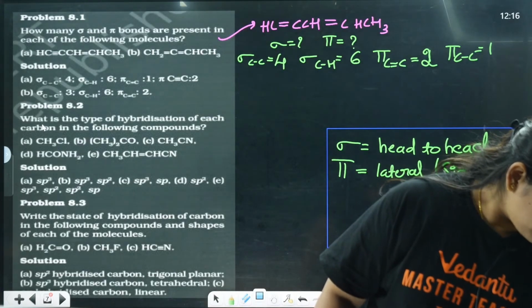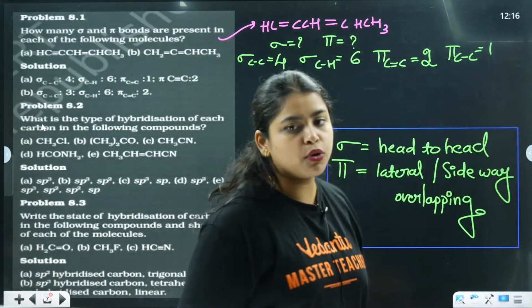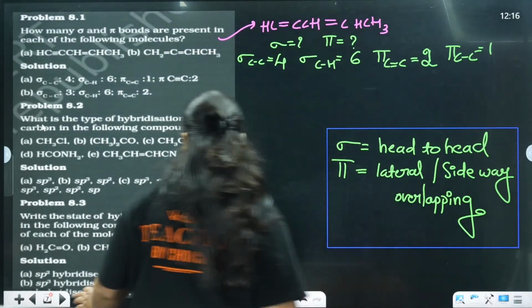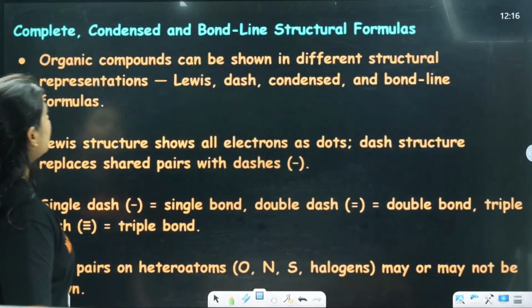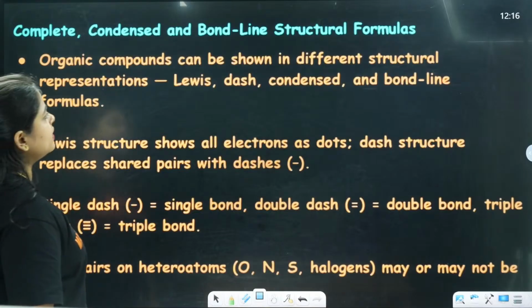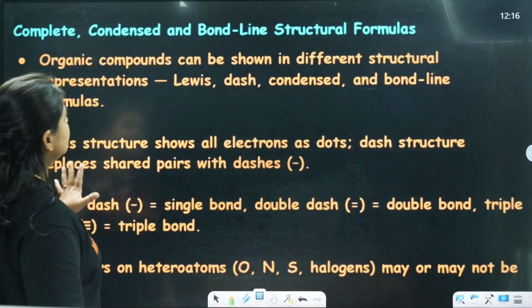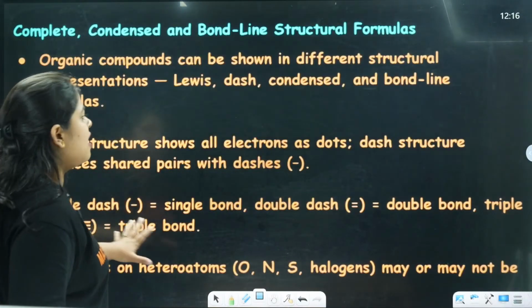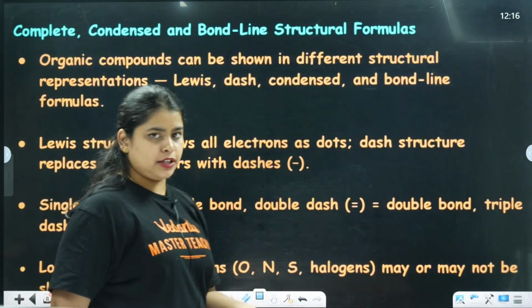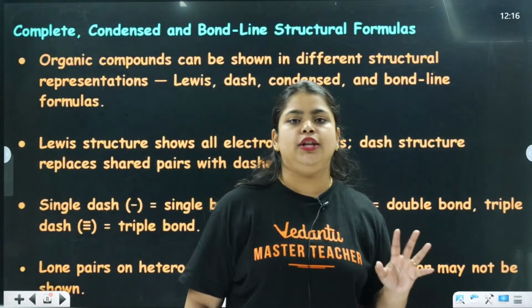Clear everyone? Yes, let's move to the next part, that is going to be what? That is complete, condensed and bond line structural formulas. So this is very important, complete, condensed and bond line structural formulas means which symbols are used and how they are being used, that you need to have an idea.